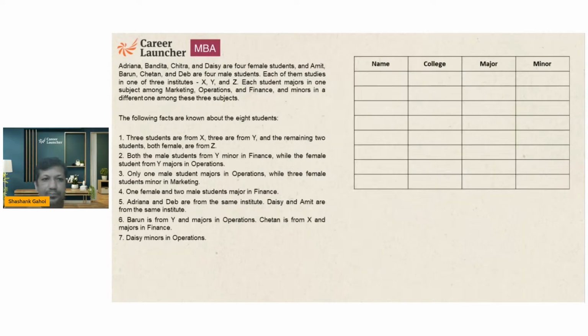So let's start. Okay. So I am going to talk about 4 people. So that is going to be Adriana. Then I am going to have Bandita. Then I got Chitra. Then I got Daisy. And these are female students.